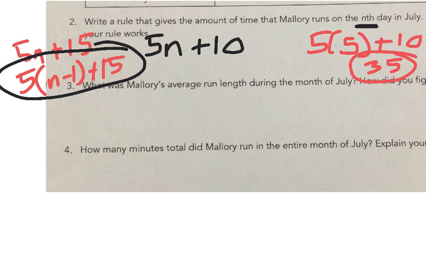Okay, good talk. Number 3: What was Mallory's average run length during the month of July? And how could you figure that out? On an average day, how much did she run? How do you normally find the average of something? Yeah, you could do that. You could add up every minute and then divide by 31 for 31 days. That seems like a lot of work.